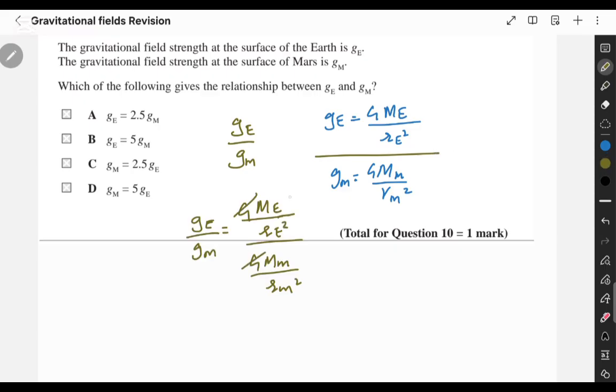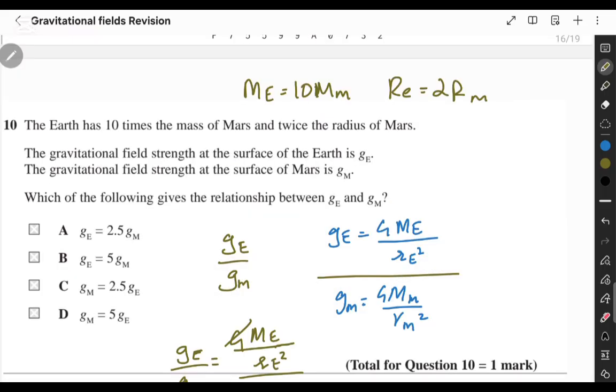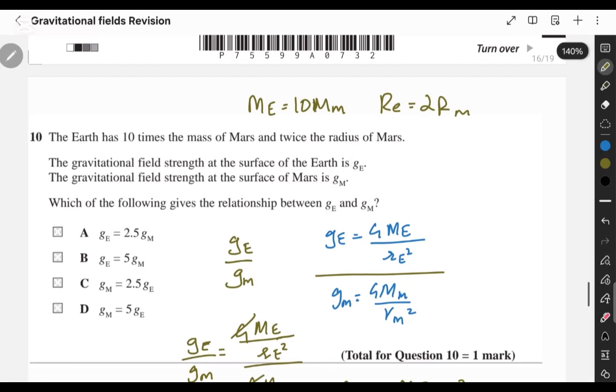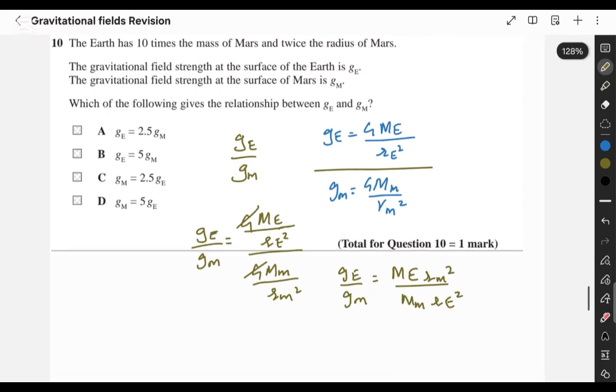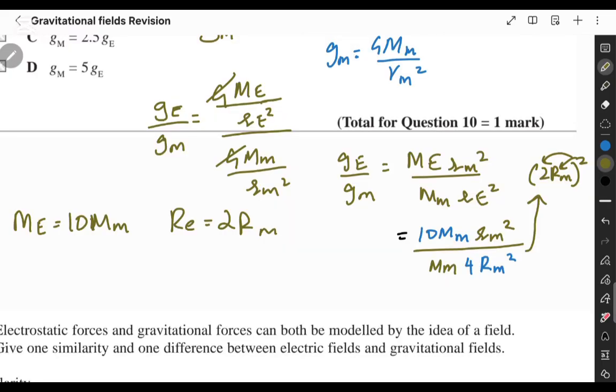I'm going to cancel that G out. And further simplifying it, I get this. Okay, so this is the mass of Earth times the radius of Mars squared over the mass of Mars times the radius of Earth squared. And we know from the start of the question that the mass of Earth is 10 times the mass of Mars, and the radius of Earth is twice the radius of Mars. So I'm going to plug those things in, and then this is what I'm going to get.